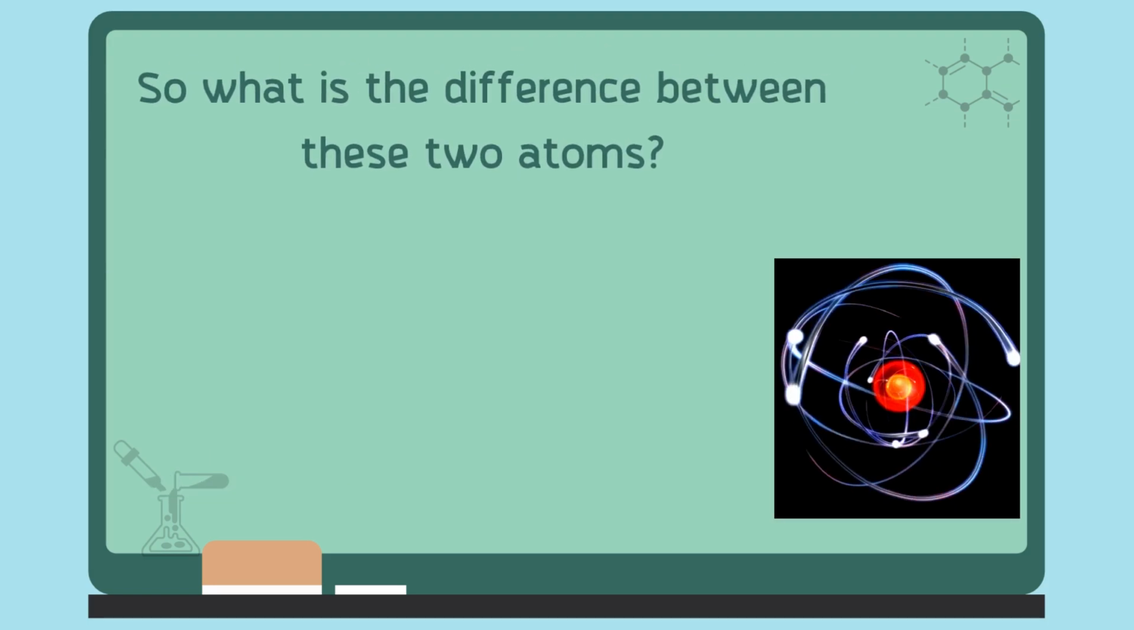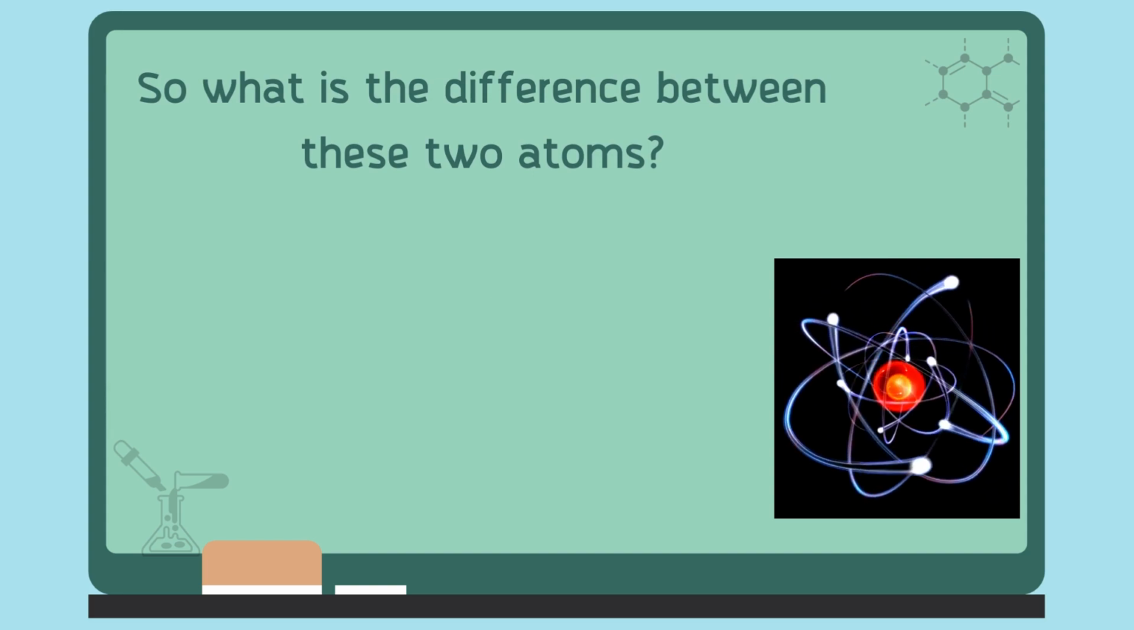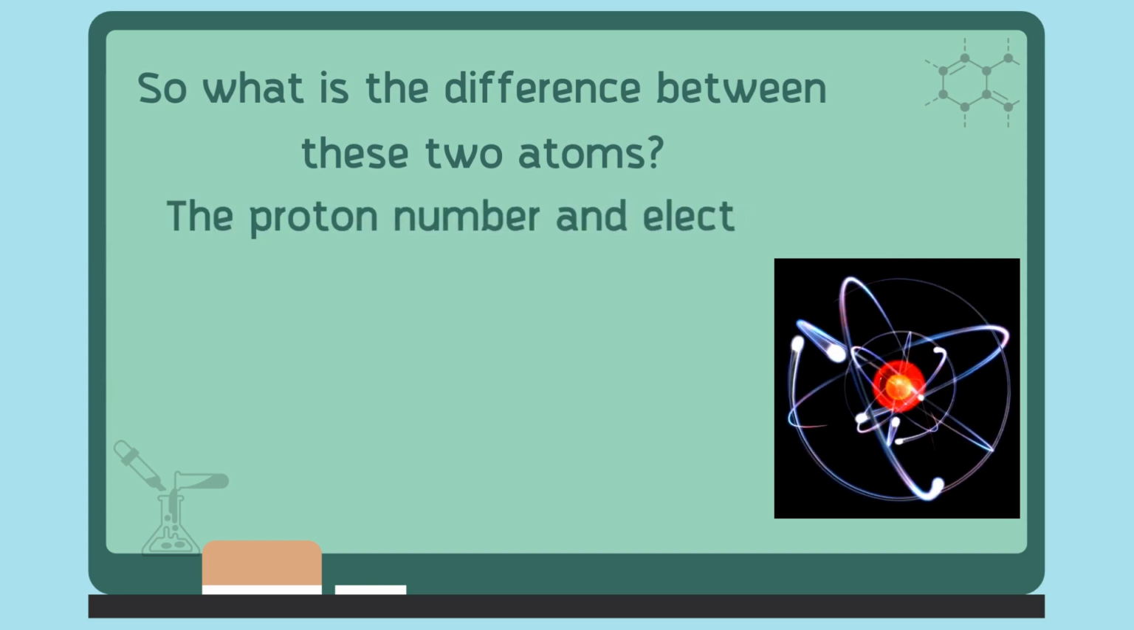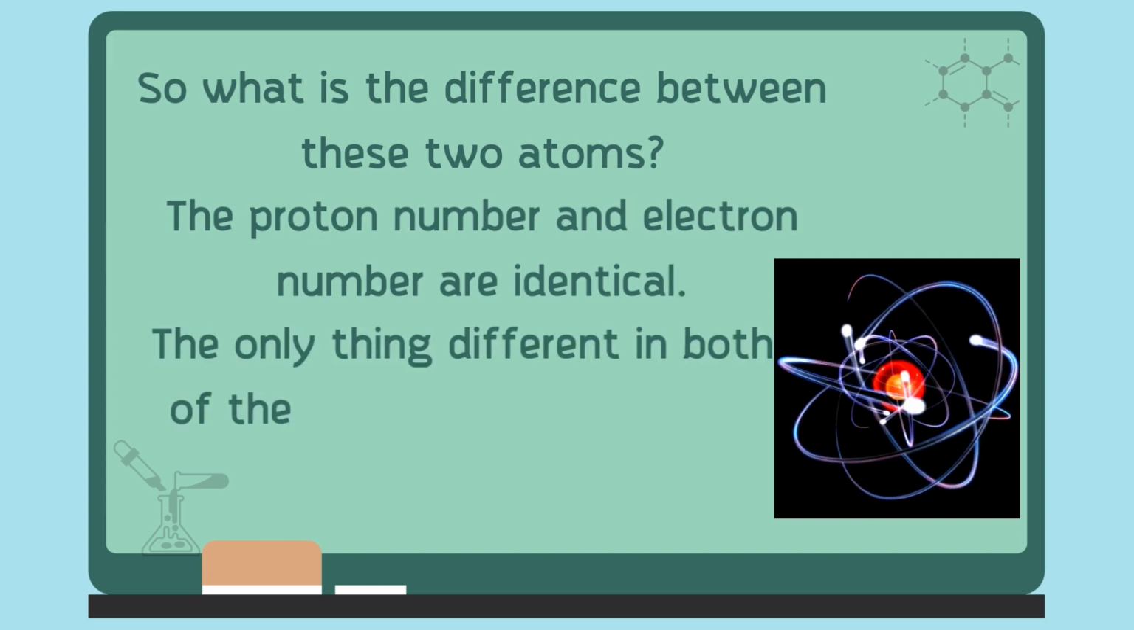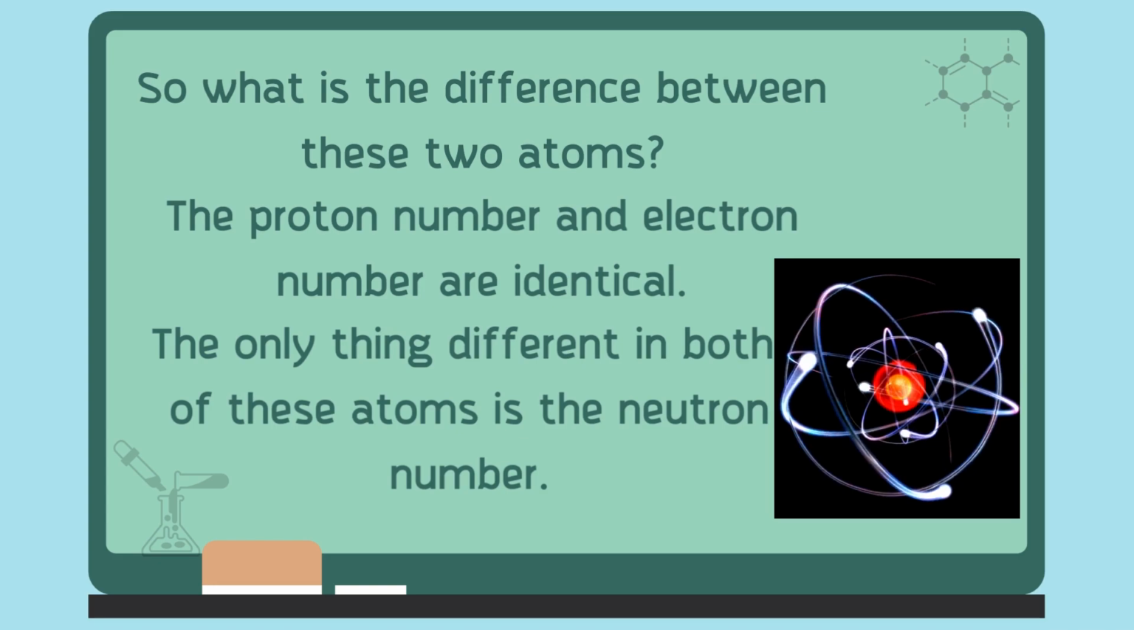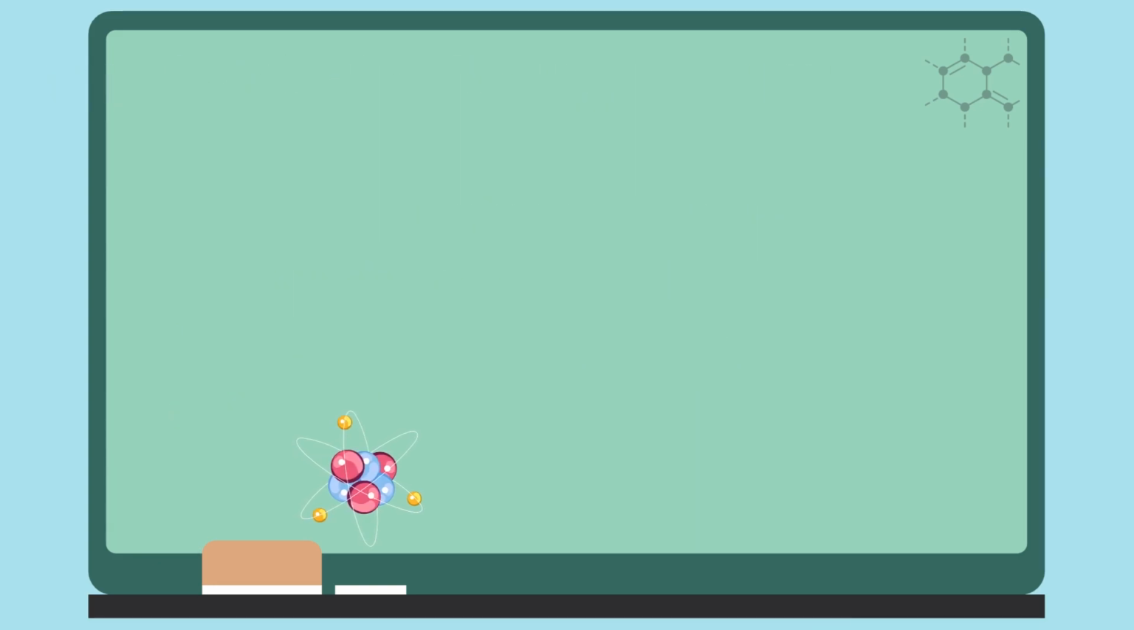So what is the difference between these two atoms? The proton number and electron number are identical. The only thing different in both of these atoms is the neutron number. Let's look at another example.